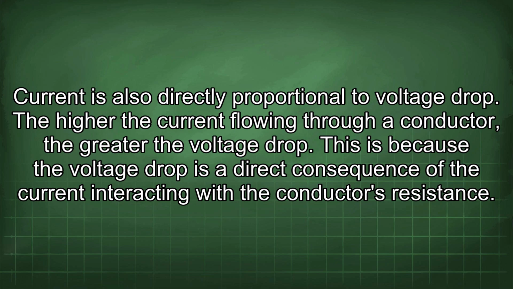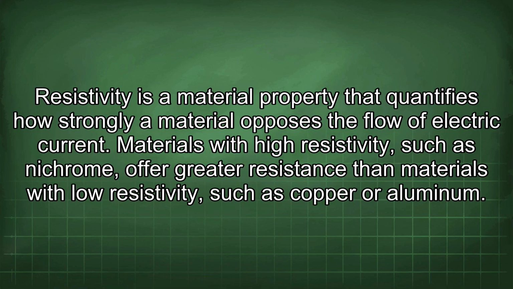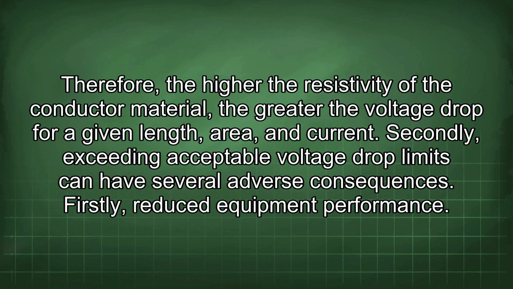Current is also directly proportional to voltage drop. The higher the current flowing through a conductor, the greater the voltage drop. This is because the voltage drop is a direct consequence of the current interacting with the conductor's resistance. Resistivity is a material property that quantifies how strongly a material opposes the flow of electric current. Materials with high resistivity, such as nichrome, offer greater resistance than materials with low resistivity, such as copper or aluminum. Therefore, the higher the resistivity of the conductor material, the greater the voltage drop for a given length, area, and current.